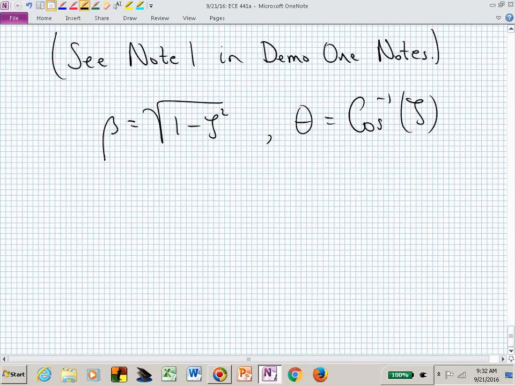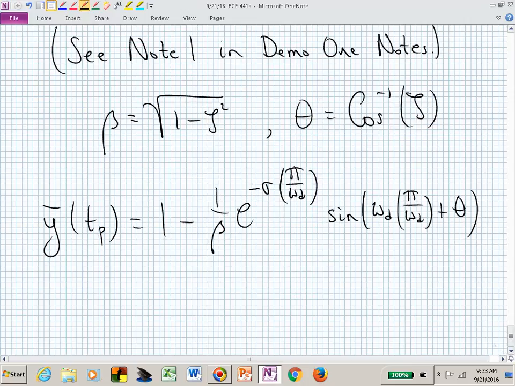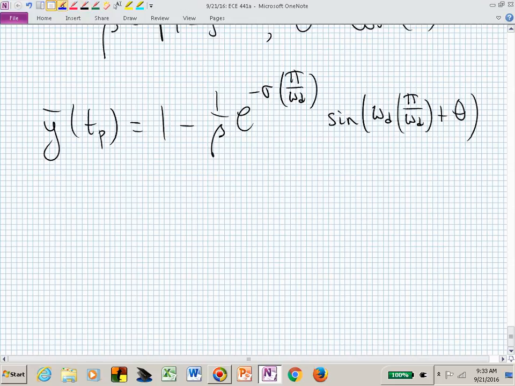We now know then that y bar at the peak time is 1 minus 1 over beta e to the minus sigma time to peak, which is pi over omega sub d, sine omega sub d times t, but t is the peak time, which is pi over omega sub d, plus theta. And this is sort of begging us to look at in pieces. It usually helps to cut things up into pieces instead of always looking at the whole. In this case, let's look at that piece. We'll call that piece number 1, and we'll call that piece number 2.